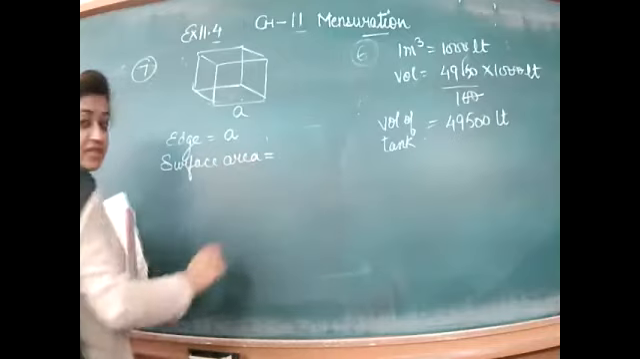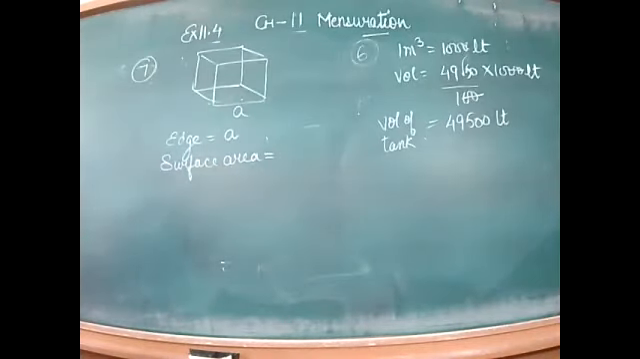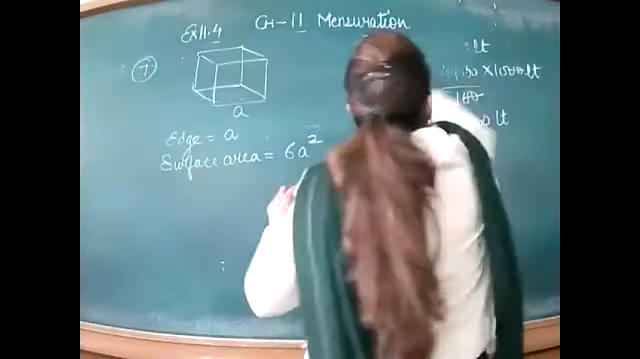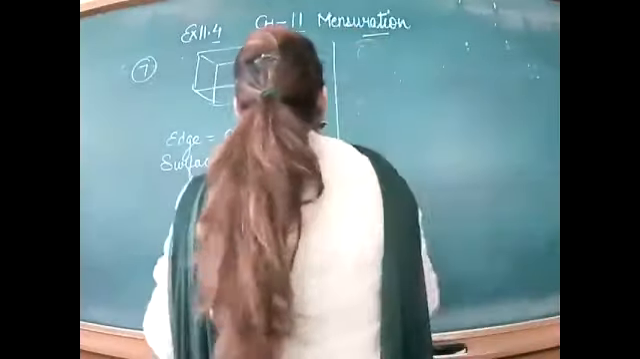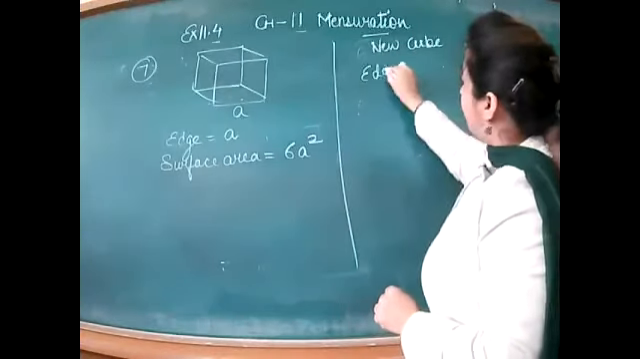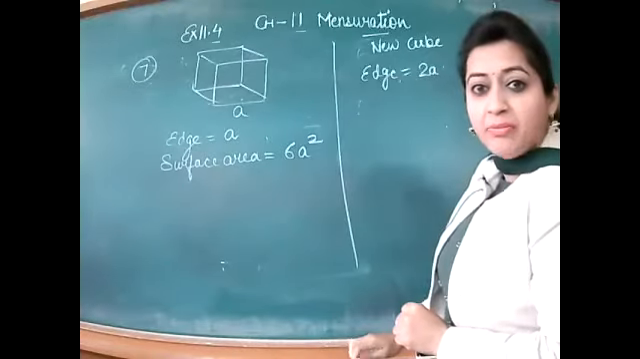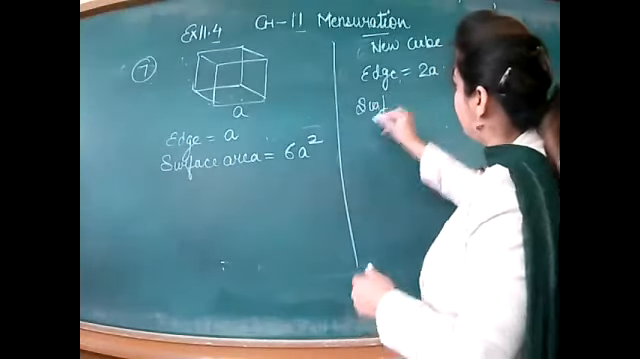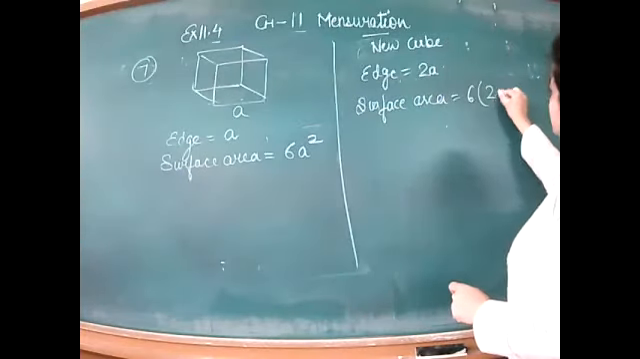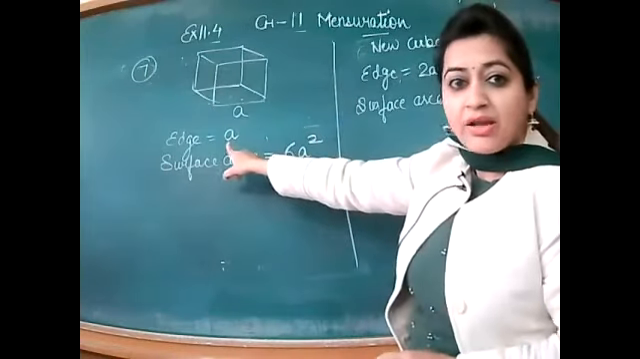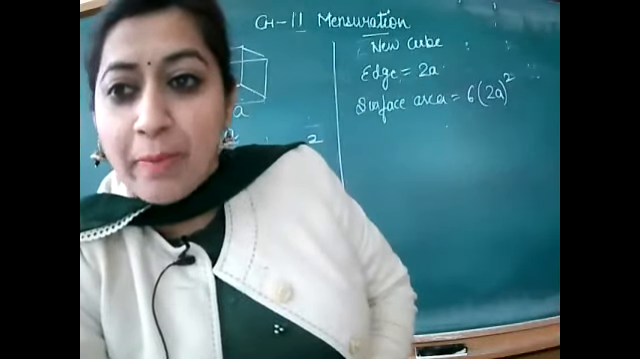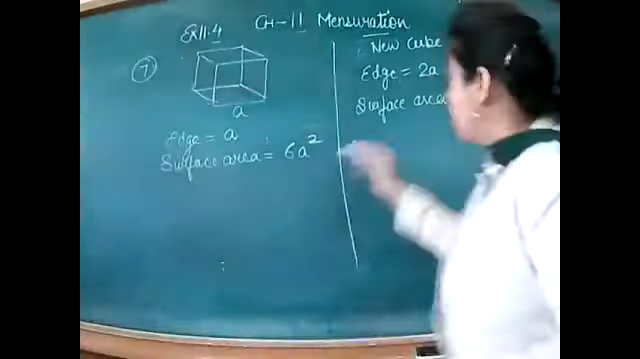इसका सरफेस एरिया क्या होगा? Surface area means we are talking about total surface area. Now, if you double the edge of this cube, what will happen? ये new cube बन जाएगा, and its edge will become 2A. Then what will be the surface area? That is 6 side square. Earlier the edge was A, so I have written 6A square, but now the edge has been changed to double, that is 2A. So the formula will become 6 side square.